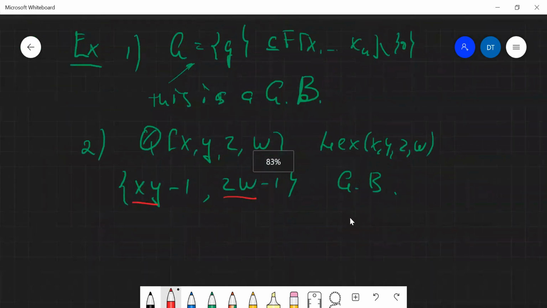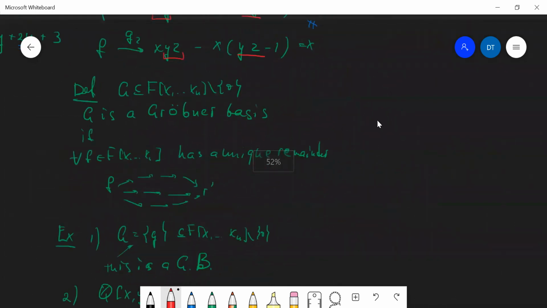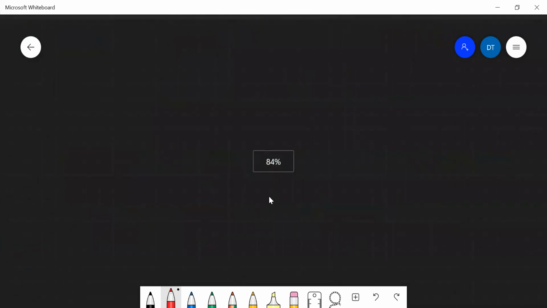So this is an example of a Grobner basis. You can always take a set of polynomials with coprime leading monomials, and they will always form a Grobner basis. Well, we don't know how to check this yet, but we will see why this happens at the end of the next lecture.